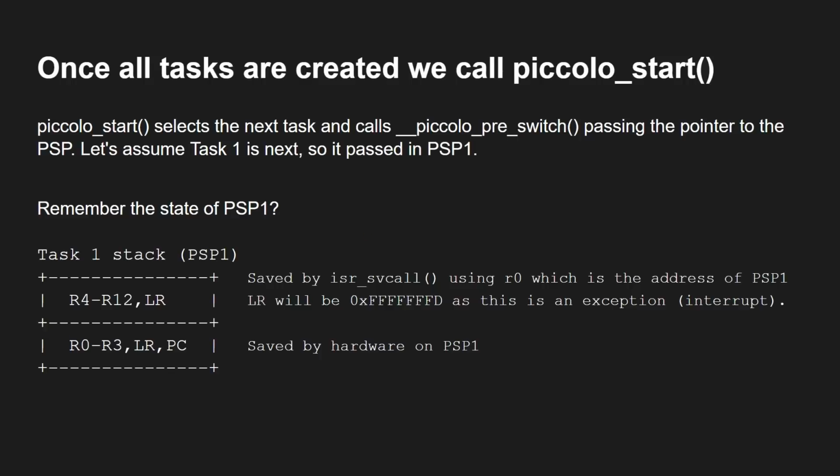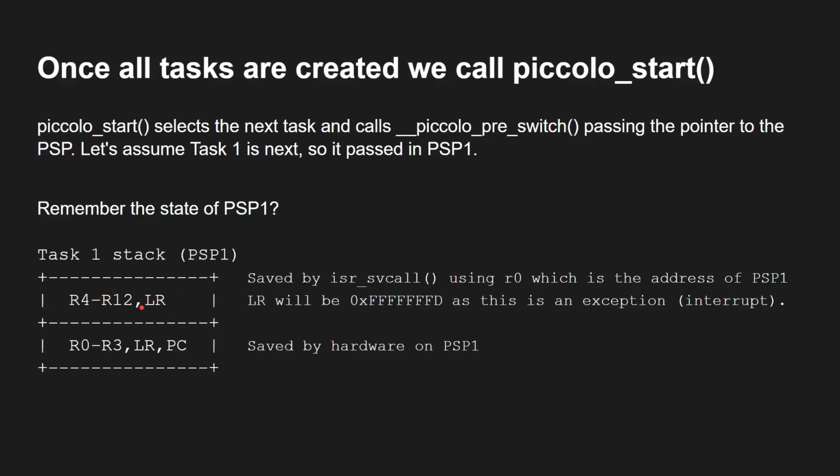You could repeat that, okay? You then just call Piccolo start. Sorry, I called it Piccolo OS start earlier on. Piccolo start basically goes around in an infinite loop, and it picks the next task that it wants to run. And remember, this is the task that got saved. It got saved in ISR SV call. This part got saved by the hardware. This part we pushed onto the stack ourselves. I showed you the assembly code that did that.